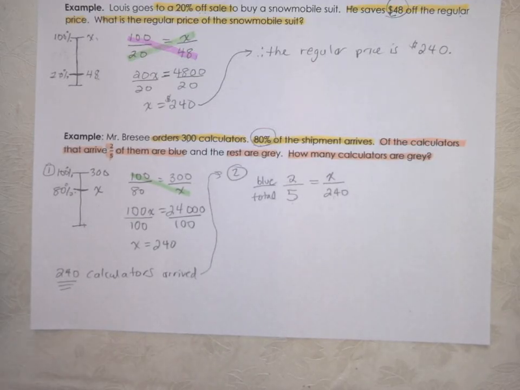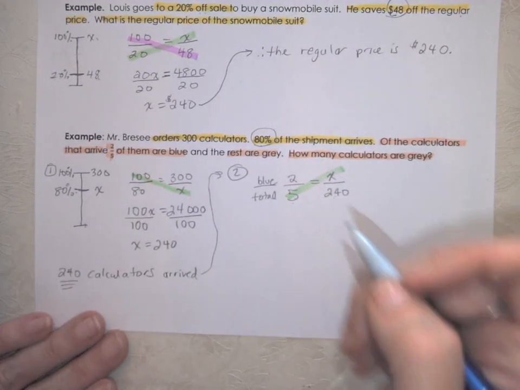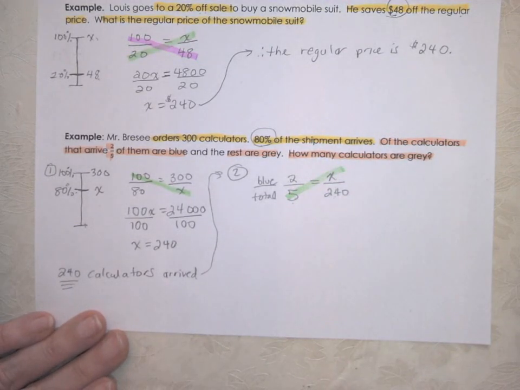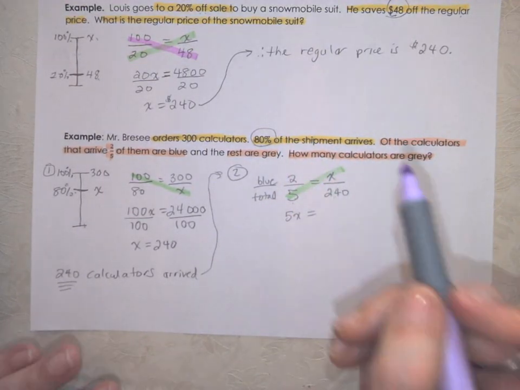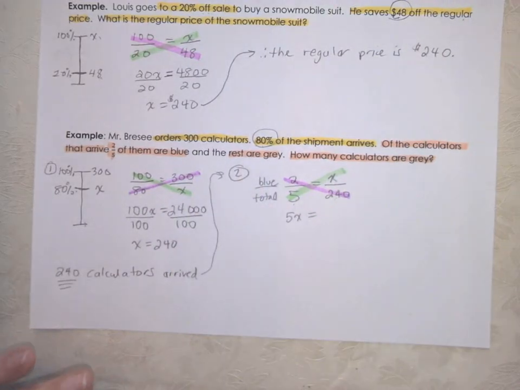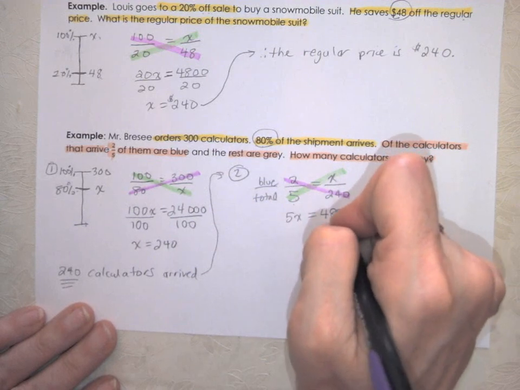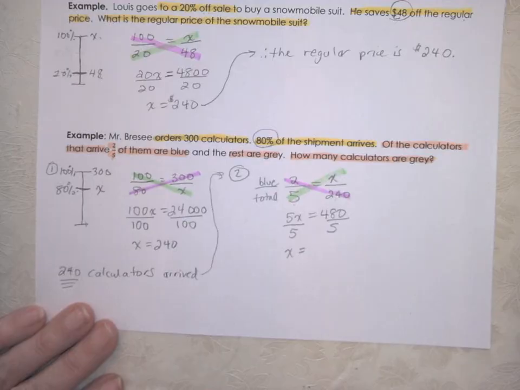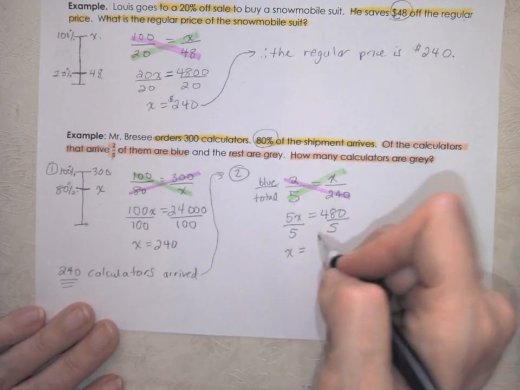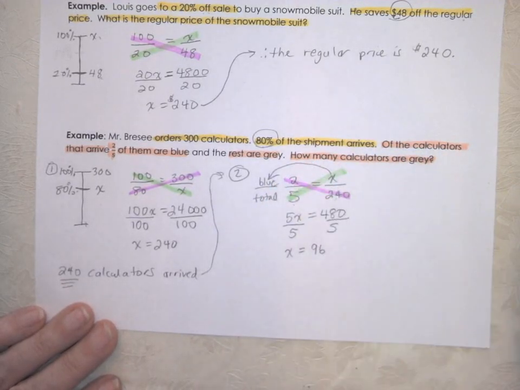So I'm going to find my x and cross. So 5x, and then 2 times 240, which is 480. Divide by 5. So I got 96. So that's telling me how many calculators are blue.